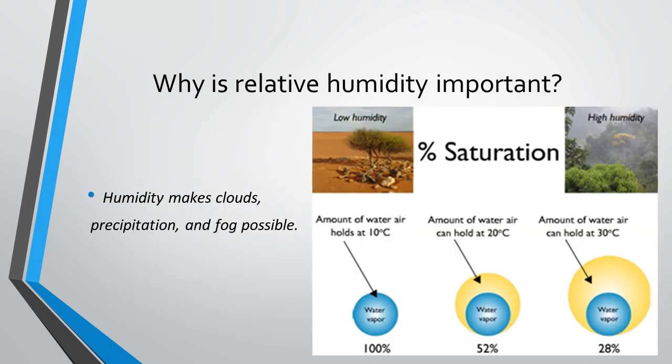Why is relative humidity important? Well, first off, relative humidity helps make clouds, precipitation, and fog possible. Without humidity, there would be no clouds, no precipitation, or fog. Humidity is simply water vapor in the air, which is needed to form rain.